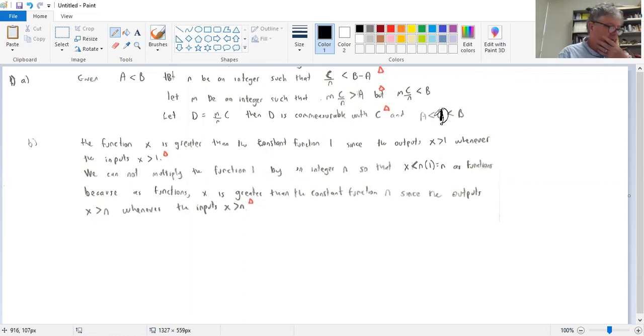Then the second part was showing that polynomials over the reals are non-Archimedean, and that all depends upon the fact that the function x is greater than the constant function 1, since the outputs of x are always greater than the outputs of 1 whenever the inputs x are greater than 1. Okay? So x is greater than 1 because x is greater than 1 whenever x is greater than 1. But no matter how much you multiply the function 1 by an integer n, you're still going to get a constant integer. And so it's always going to be the fact that x is going to be greater than n, as functions, because the outputs of x are greater than the outputs of n whenever the inputs x are greater than the input n. Okay, so no matter how much you blow up 1, you can never make 1 bigger than x. So that is non-Archimedean.